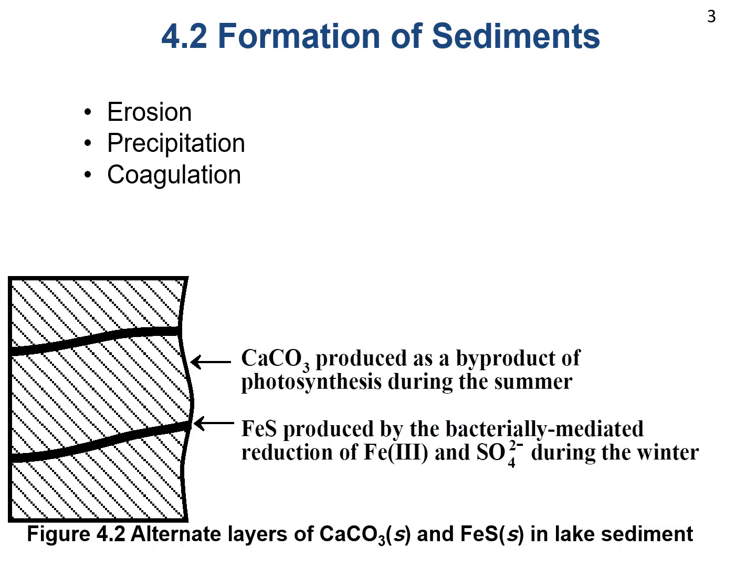A typical temperate lake bottom has layers of sediment, primarily formed from calcium carbonate and ferrous sulfide, the common name for iron 2 sulfide. The calcium carbonate is formed during the summer. The high levels of photosynthesis absorb carbon dioxide, largely as bicarbonate, and gradually raise the pH. This makes more carbonate, which precipitates dissolved calcium as calcium carbonate. And that's typically a mostly white sediment.